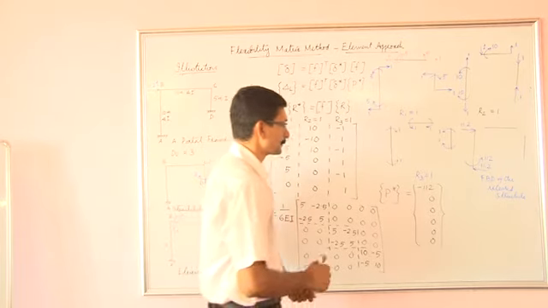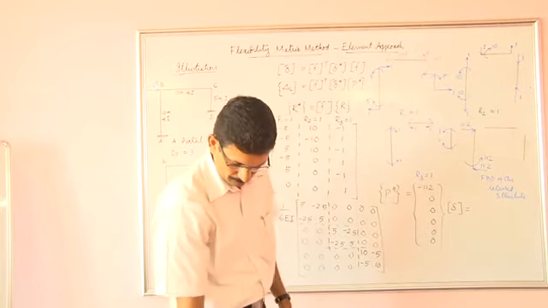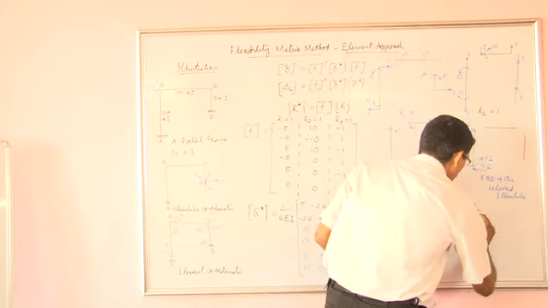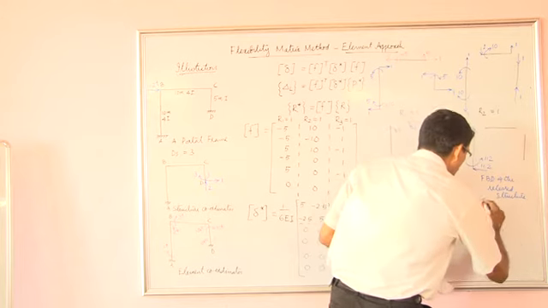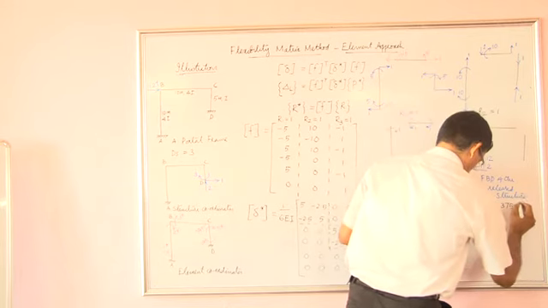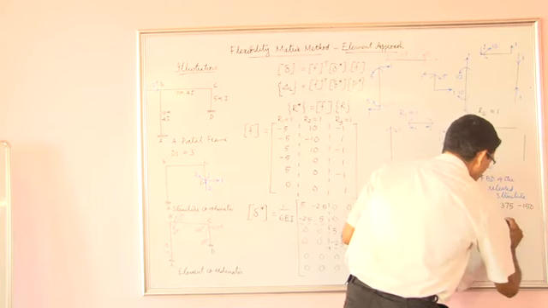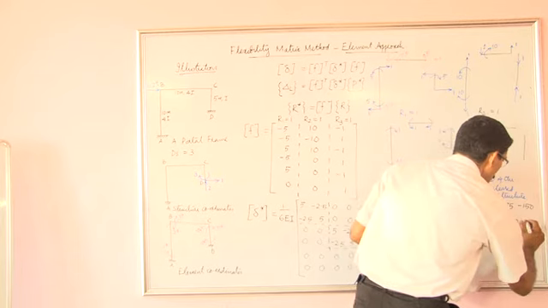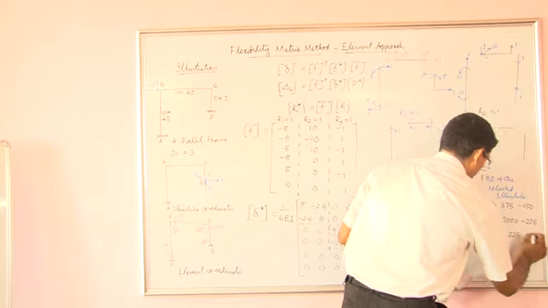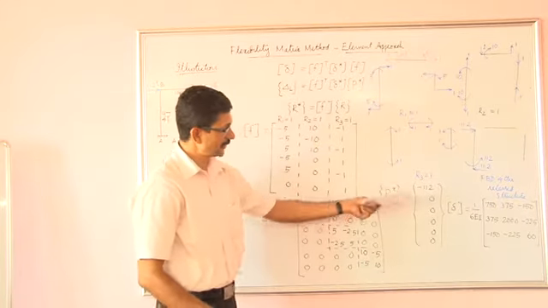If you do that, we are going to get delta as equal to 1 by 6 Ci times 750, 375, minus 150, 375, 2000, minus 225, minus 150, minus 225 and 60. That is the structure flexibility matrix, which can be observed as symmetric.